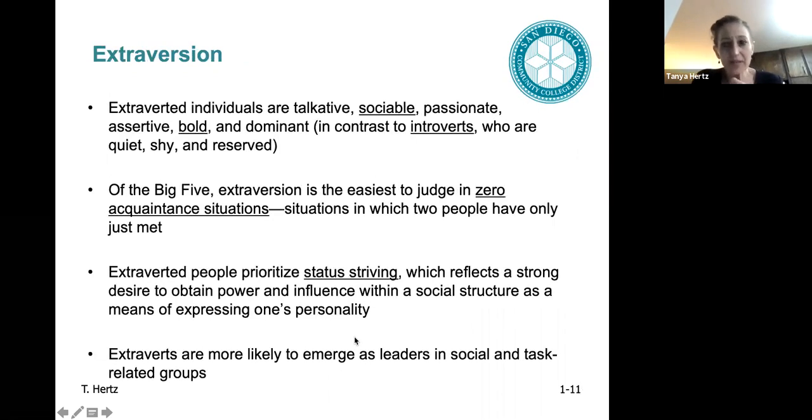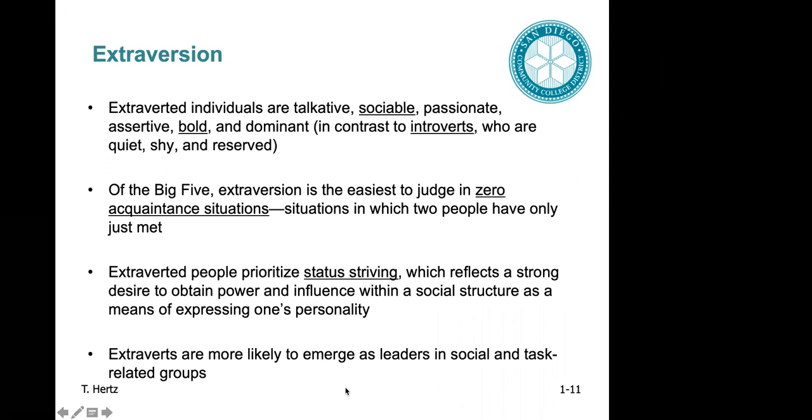There's a loss of power when you do that. Okay, extroverted people. This is the personality dimension that's easiest to judge in zero acquaintance situations. So if you don't know the person, you don't have an acquaintanceship with them, and you meet them, you know whether or not they're an extrovert or an introvert just upon meeting them. People tend to know this about themselves pretty accurately. Me, for example, you go on an elevator ride with me, and you know by the end of the elevator ride that I'm an extrovert, right? These people tend to be talkative. They tend to be sociable. They're assertive, bold. They tend to be dominant.